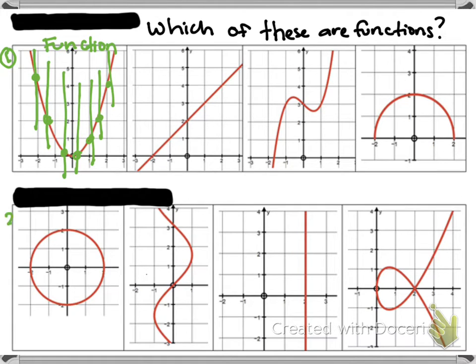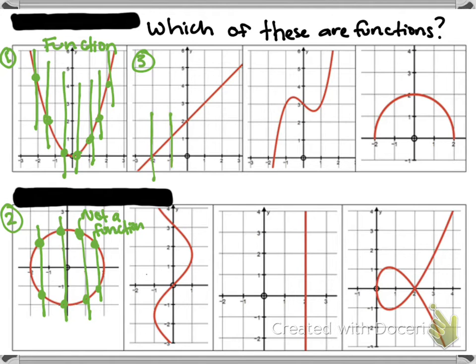All right, let's look at this one. Let's draw a vertical line. Uh-oh, I crossed my graph twice. So do you see how I crossed my graph twice? It doesn't matter where this happens. This means that this is not a function. All right, what do you think about graph 3? Function, not a function. Draw your vertical line.